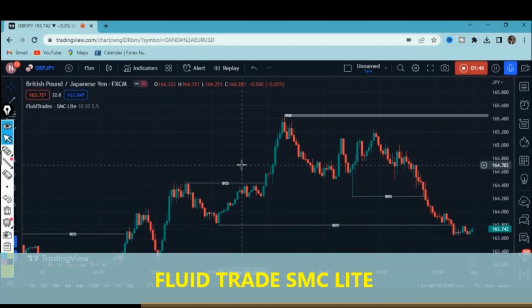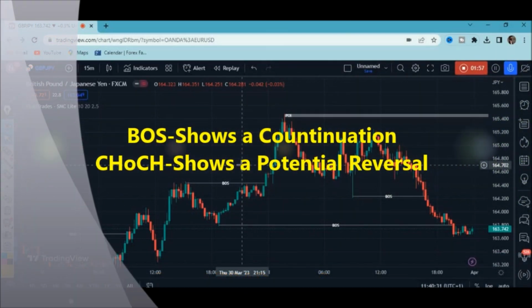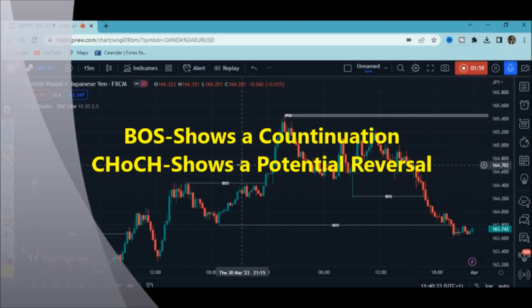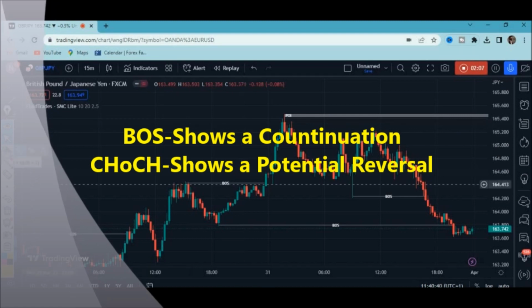And the break of structure is very important because it shows you that a certain structure has been broken already, and so a continuation can really take place. Break of structure shows continuation. You know, there is a confusion between change of character and break of structure. Change of character shows us a potential reversal, but break of structure shows a continuation.